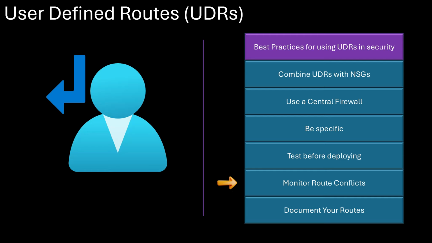If multiple routes apply to the same traffic, Azure will use the most specific match. Double check for overlaps to avoid unintended behaviors. You should keep track of why each route exists. This will save you and your team headaches when troubleshooting or expanding your network.